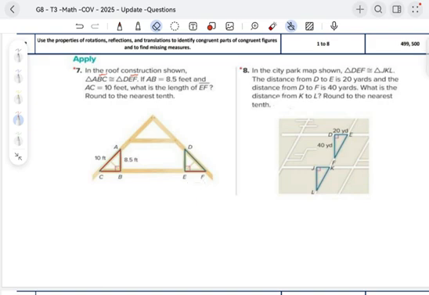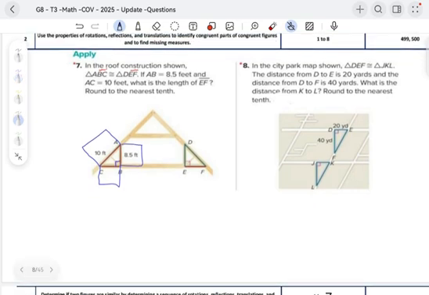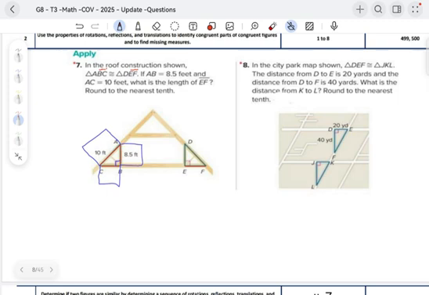To find CB, as you can see, we have a right triangle. We're gonna use the Pythagorean theorem. The sum of the two smaller squares is equal to the larger square, the hypotenuse squared. So let's assume that the side length CB equals y, equal to the square root of 10 squared minus 8.5 squared. 10 squared is 100.